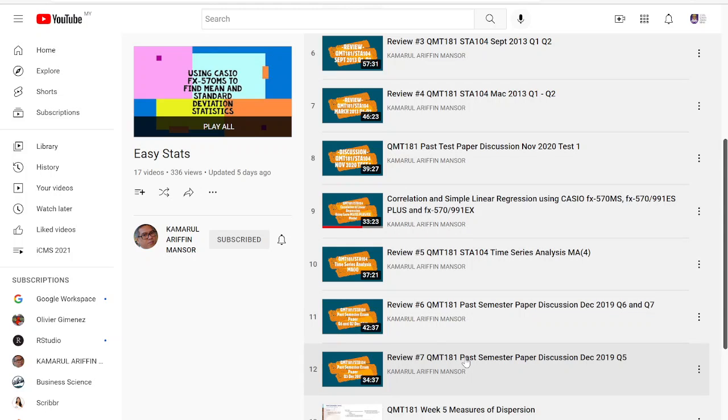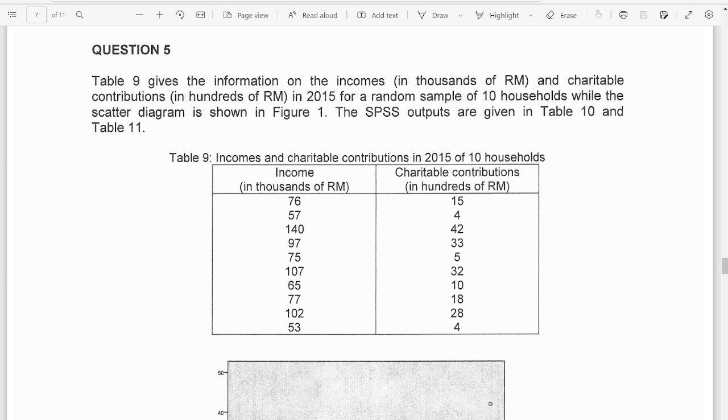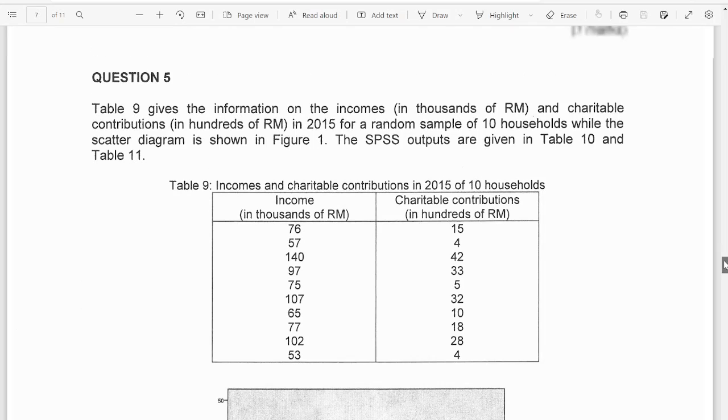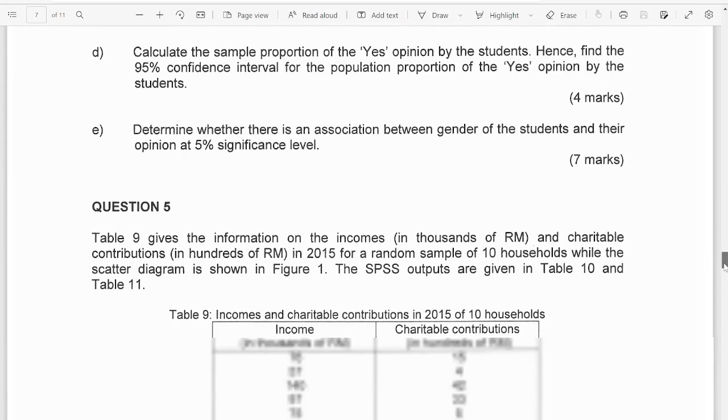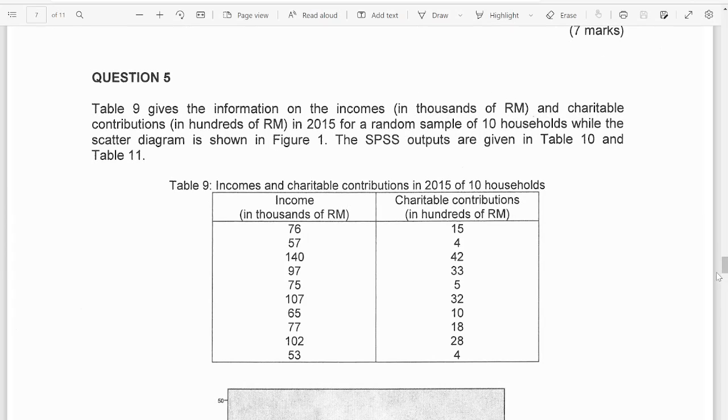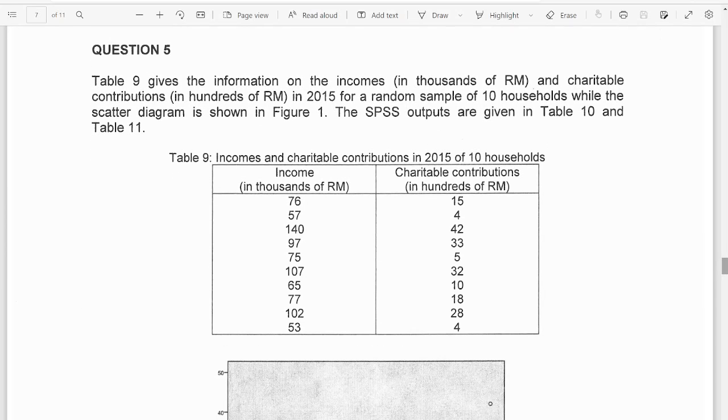So without further ado, let's just continue with our session for today. So we're going to look into the past semester exam papers. So here are the questions for June 2016. Okay, June 2016 is a long time ago, right? Okay, 6 years ago. But we can still use the data to come up with our discussion. Alright.